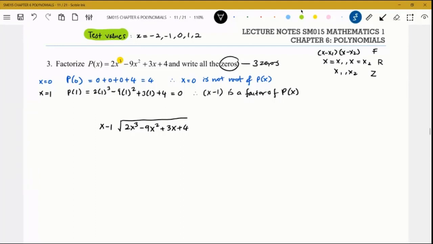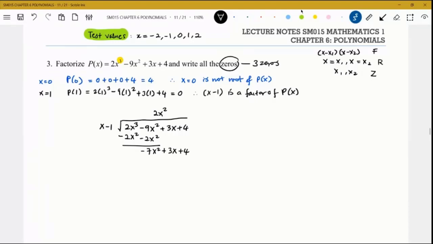So to cancel out the 2x cubed, you have to multiply with 2x squared. So 2x squared multiplied with negative 1 will be negative 2x squared. The operation outside is minus. So negative 9 minus negative 2 will be negative 7x squared. And then we bring down the 3x plus 4.